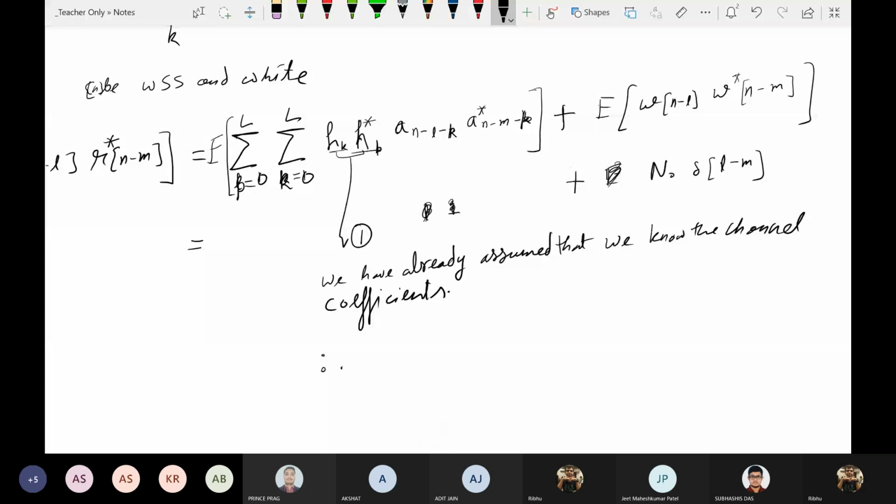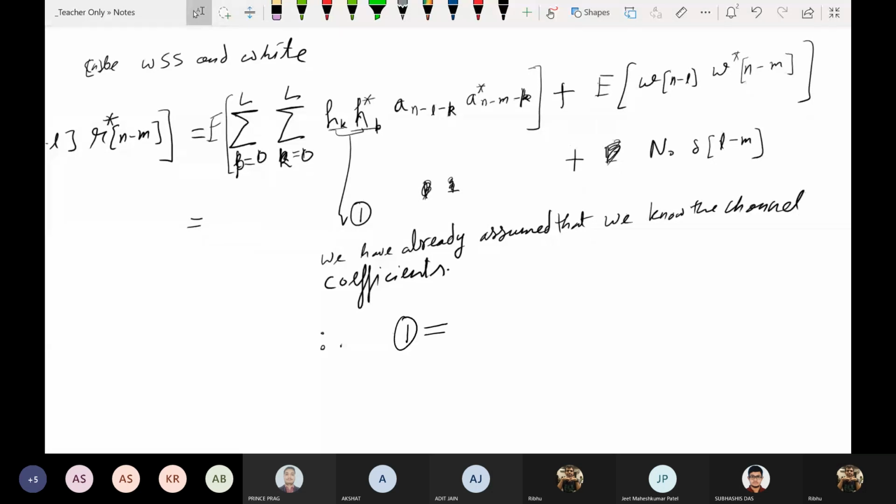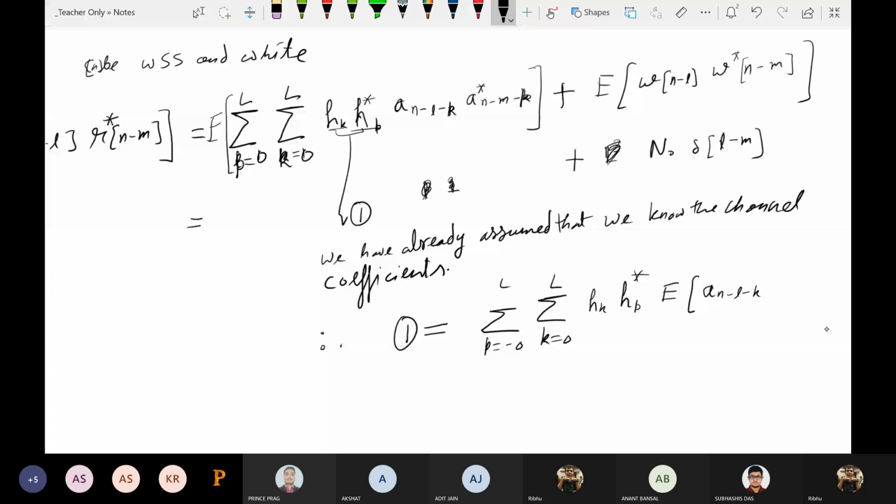So this first term, therefore 1 equals, this first term I can write as summation P goes from 0 to L, K goes from 0 to L, HK, HP conjugate, expectation, right?